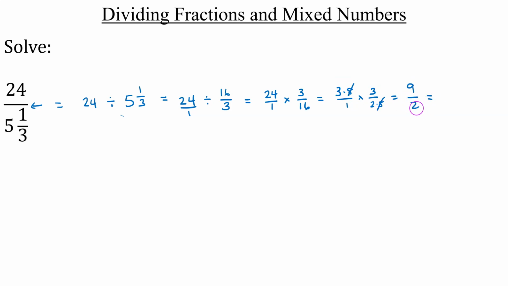Again, this is an improper fraction. We want to convert it to a mixed number to report our answer. 2 goes into 9 4 times, and there's 1 left over, and our denominator is 2. So our answer would be 4 1/2.